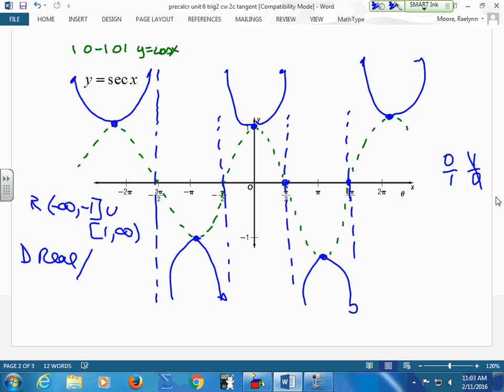Real except when x is equal to what? Say it again, Carlos. But what do you have going on here? Pi over 2, 3 pi over 2, n pi over 2.